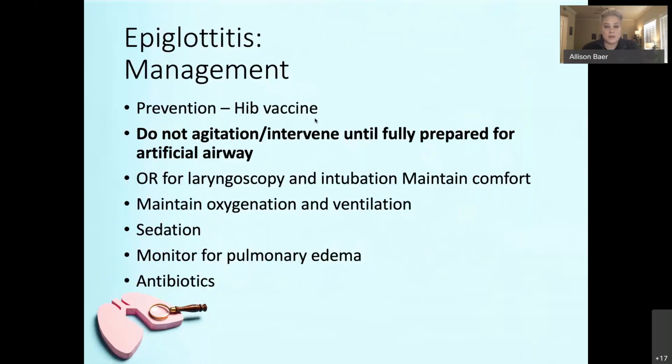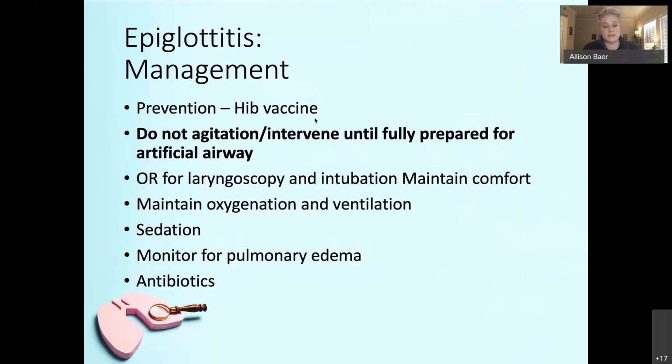So for management, the most important thing, and probably what you're going to see in reference on the test, is do not touch them. Do not agitate them. Do not do anything. If they don't want you near them, don't go take their blood pressure. Don't go take their temperature. Don't do anything to them until you have all the people that you need to do an emergent intubation.